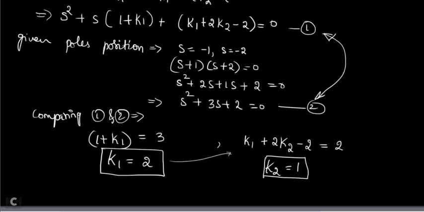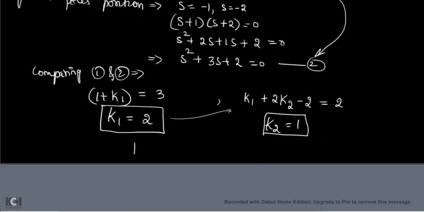Okay. Now finally you found the K matrix. What is the K matrix equal to? It's a row vector. First is K1, next is K2. So this K1 and K2 will be 1 and 2. Oh, I'm sorry. K1 is 2 and K2 is 1. So 2 and 1. So this is your K matrix.